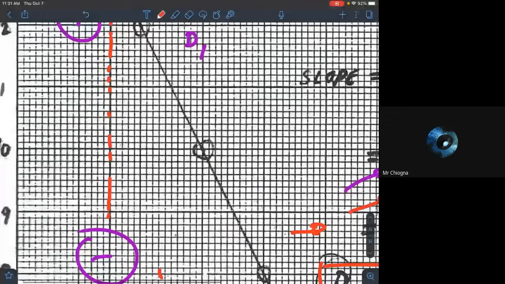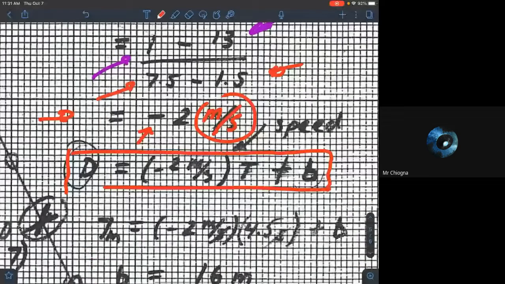Write the equation down with the y-intercept as b. Write the corresponding slope. You now know what the slope is. It's -2. This is the vertical variable, d. This is the horizontal variable, t. That's the first step. Second step is this here.